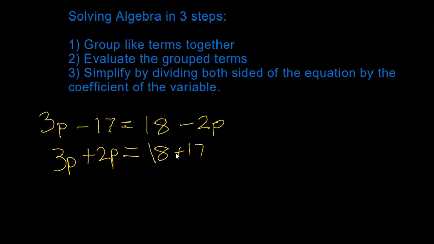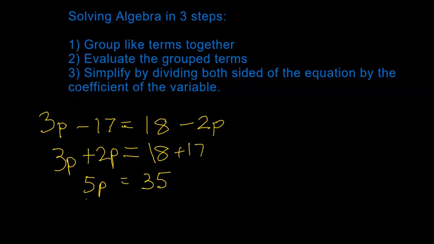All right, and then the second step says evaluate the grouped items. It means we can evaluate this. We know 3p plus 2p is equal to 5p. And then we have an equal to sign here. 18 plus 17 is 35, right? So that's the second step. The last step is simplify by dividing both sides of the equation by the coefficient of the variable. So here we know our variable is p, right?